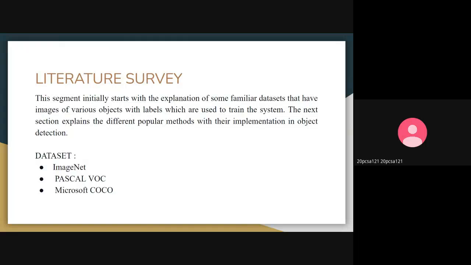The three important widely used datasets are ImageNet, Pascal VOC, and Microsoft COCO. Based on the project we choose, we could also create our own dataset that is required for us. Okay, I'll give you a brief view of these datasets.